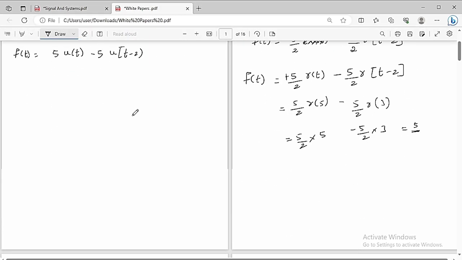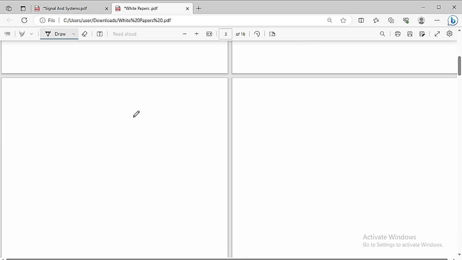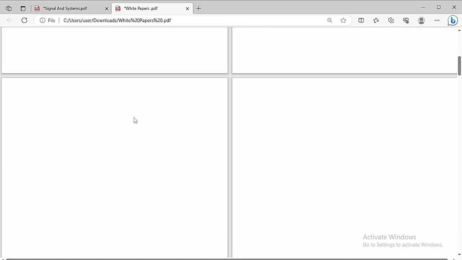But let me repeat that point here. I've already told you, any signal f of t can be represented as a summation of the even signal plus the odd signal.